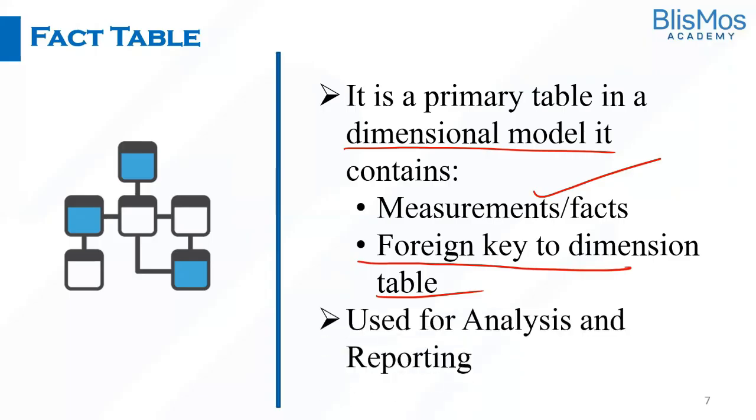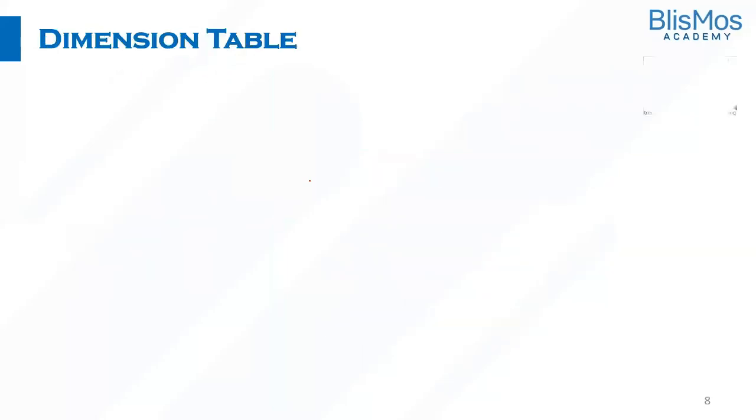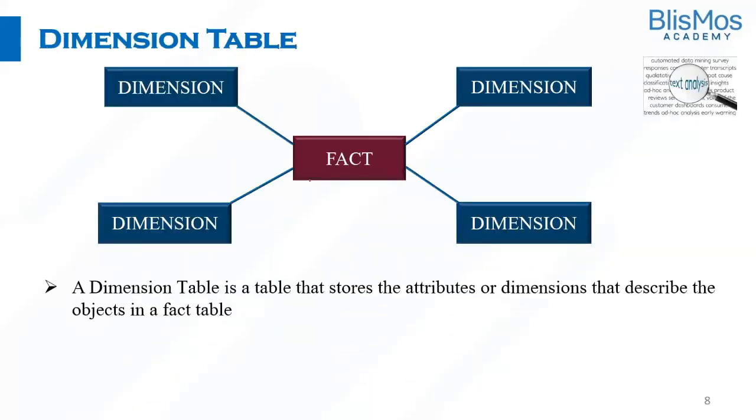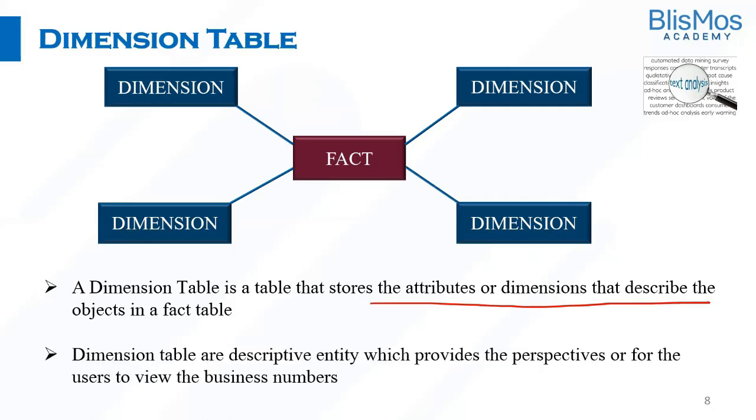Most analysis definitely uses the fact table for analysis and reporting. In terms of loading, whenever you are building a data warehouse, first the dimension tables are loaded. Post that, fact tables are loaded into the data warehouse. So what is a dimension table? A dimension table stores the attributes or dimensions that describe the objects in a fact table, which we have already seen earlier. It provides the perspectives for users to view the business numbers.